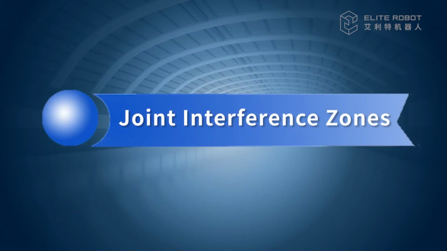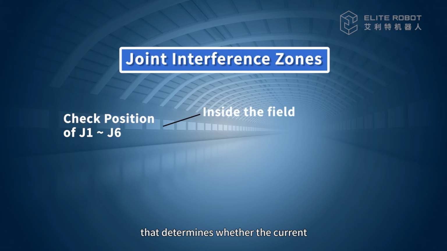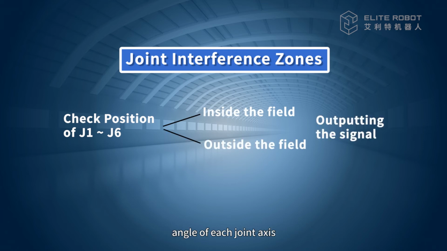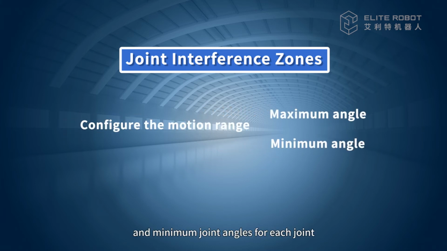Joint interference zones. The joint interference area is a function that determines whether the current angle of each joint axis lies in a specified range. The user needs to set maximum and minimum joint angles for each joint.